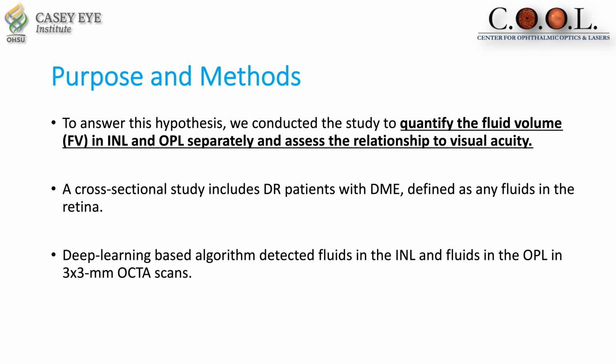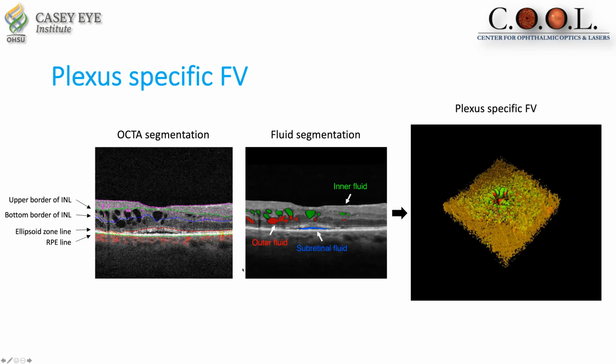A cross-sectional study included DR patients with DME. A deep learning-based algorithm detected fluids in the INL and fluids in the OPL in 3x3mm OCT scans. This slide shows how we assess the three-dimensional fluid volume. We used the volumetric OCT scans. Based on OCT segmentation, the algorithm automatically detected Plexus-specific fluids.